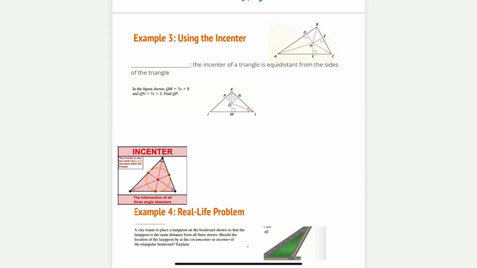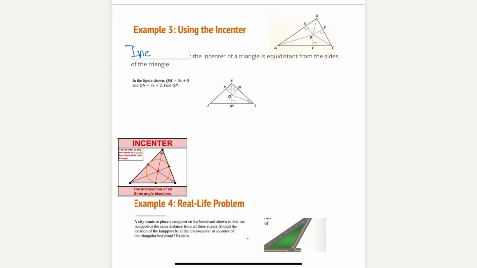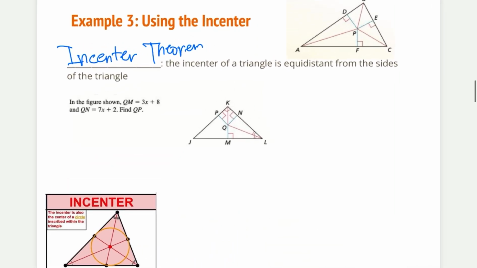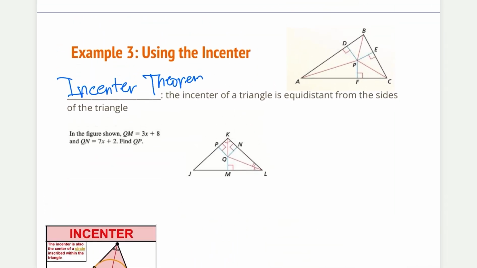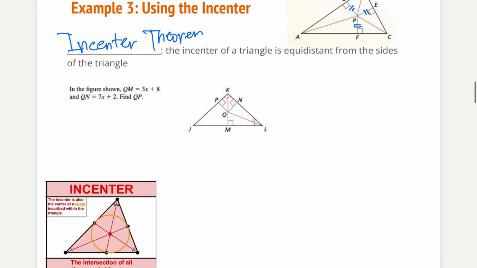So this is the in-center theorem. The in-center of a triangle is equidistant from the sides of the triangle. It means we have the circle inside of the triangle. In our first example, the circle is outside, but in this in-center, the circle is inside of the triangle. That's why this side and this side are all equidistant, and they are all equal. Okay, so let's have an example here.